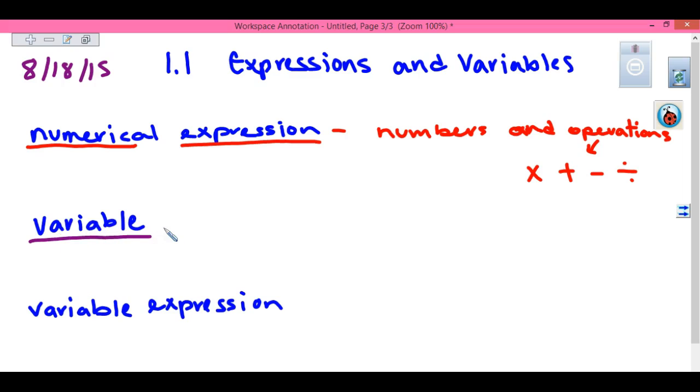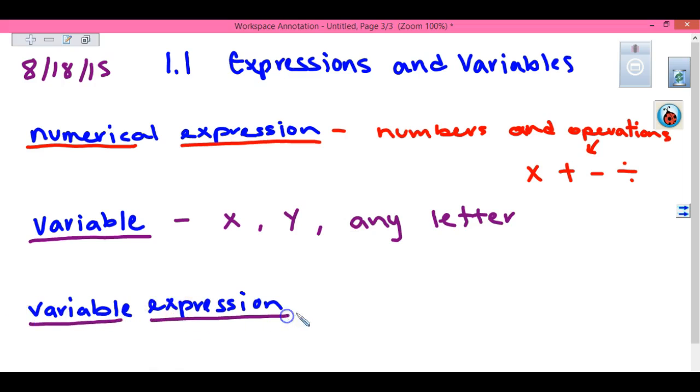What comes to mind when you hear variable? Anybody? X, Y. Okay, that comes to mind. A letter replacing letters. Any letter. So any letter can be a variable, right? As long as it's used in the expression. So if it becomes a variable expression, Miguel, can you help me out? It's an expression that utilizes variables. Variables and numbers. So a variable expression can have numbers, variables, and an operation.